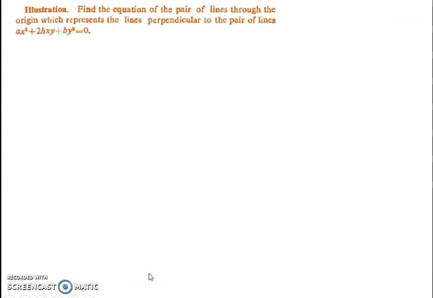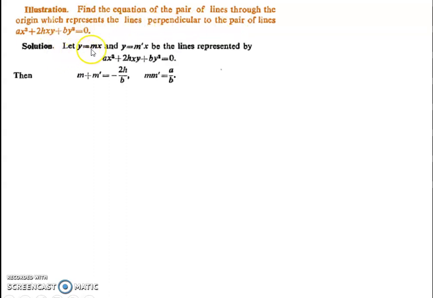Now come to another question. Find the equation of the pair of lines through the origin which represents the lines perpendicular to the pair of lines given by this equation. So let y is equal to mx, as I explained earlier, and y is equal to m dash x be the lines represented by this. Then m plus m dash is equal to minus 2h by b.